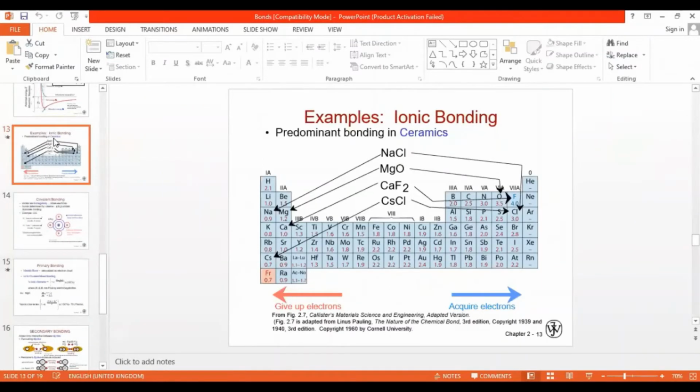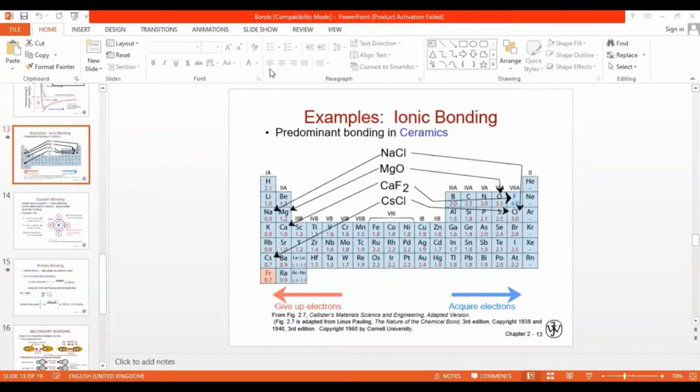So there are a few examples of ionic bonding. I told you that usually those at this end and those at this end will form the bond, usually.